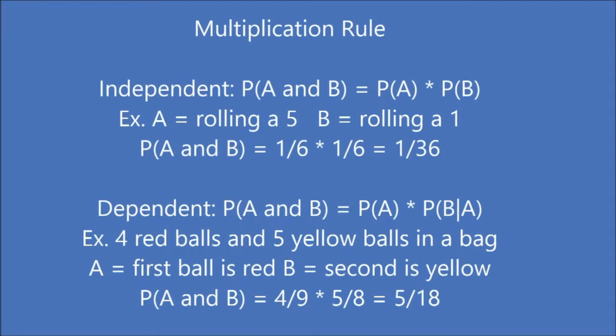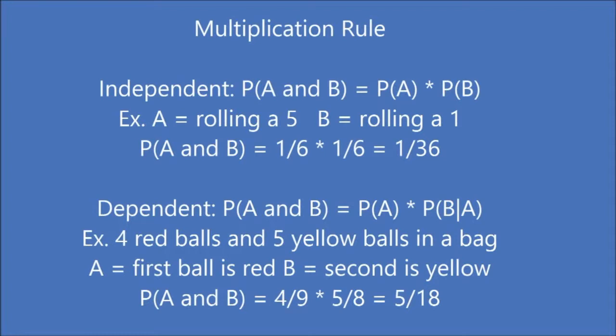The first rule, the multiplication rule, refers to the probability that both event A and event B will occur. For independent events, events that do not affect one another, the formula to find the probability of both A and B occurring is the probability of A times the probability of B.